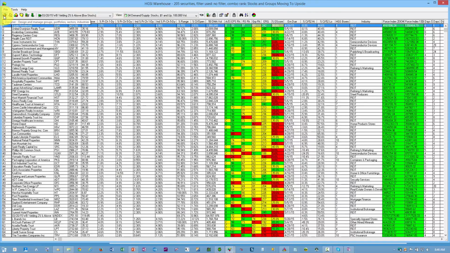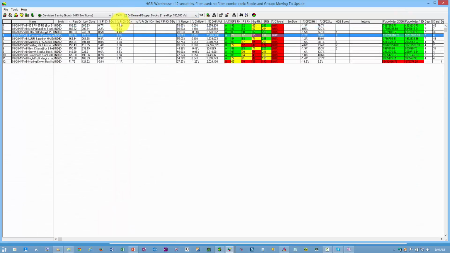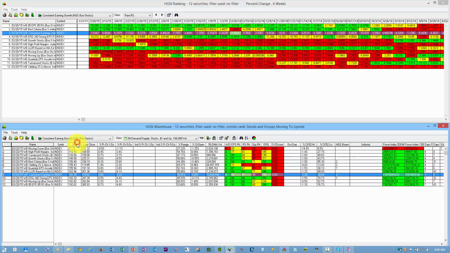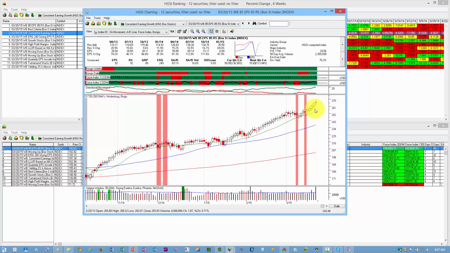Now, one thing that we can do, and I'll go to the designer, is if I just go to the top level of consistent earnings growth here, click through to the warehouse, if I tile the ranking in the warehouse, and if I use this view with the combo on, this tells me, based upon these stocks and groups moving to the upside, that the 85-85 stocks in the short term are leading the way. And that's what you would expect. So if I bring this up, you can see that the 85-85s are doing well.